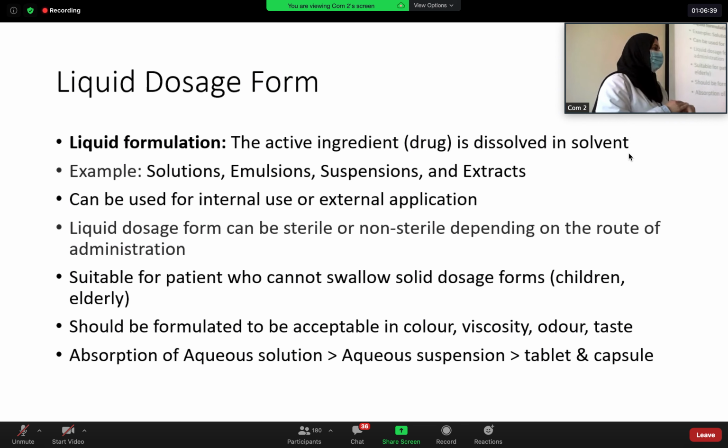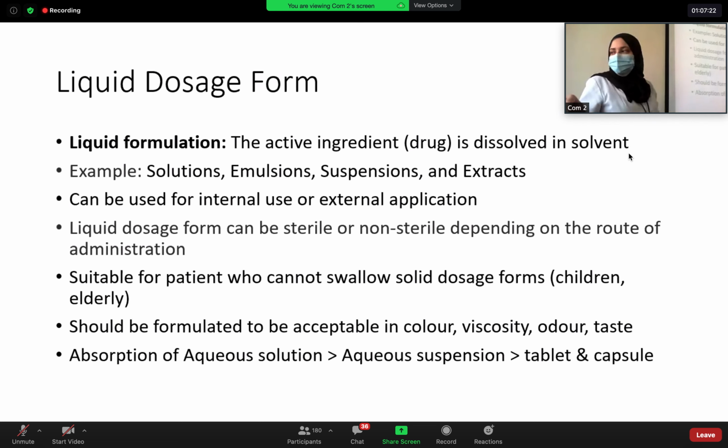As we said, some of them are just for direct administration on the body or the skin, and others, the majority, are mainly for internal use. They can be sterile, like the ophthalmic, or non-sterile, based on the route of administration. They're very suitable for pediatric patients, and patients who cannot swallow tablets or solid dosage forms. They should be formulated to be acceptable in color, viscosity, odor and taste, because an unpleasant odor or taste will decrease the compliance of the patient.